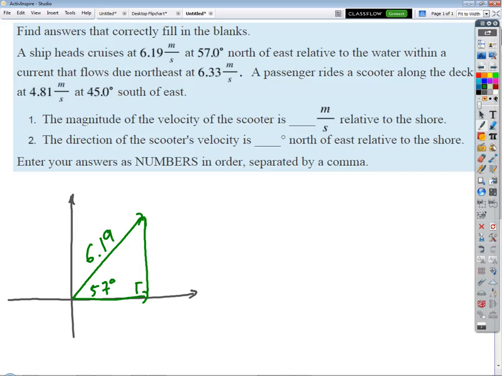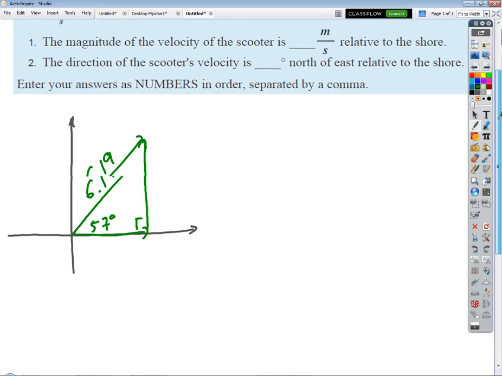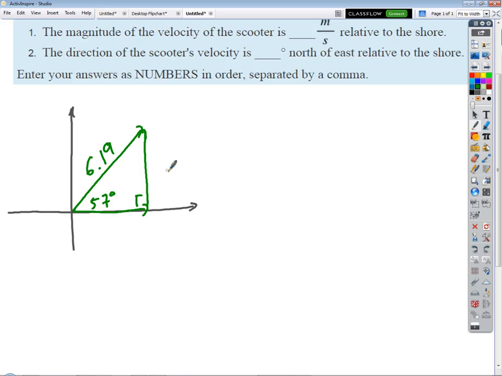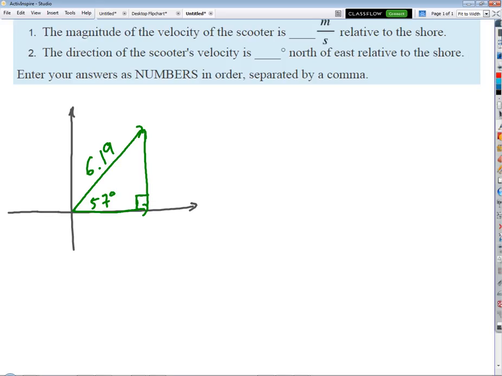Based on my picture, what's my Y component going to be? Now don't say it out loud. I want everybody to take a peek at this. Think SOHCAHTOA. There's my right triangle. The 57 is the angle at the bottom left, correct? I want to find both the Y and the X components. See if you can write those down, and then we'll see if everybody's on the same page.